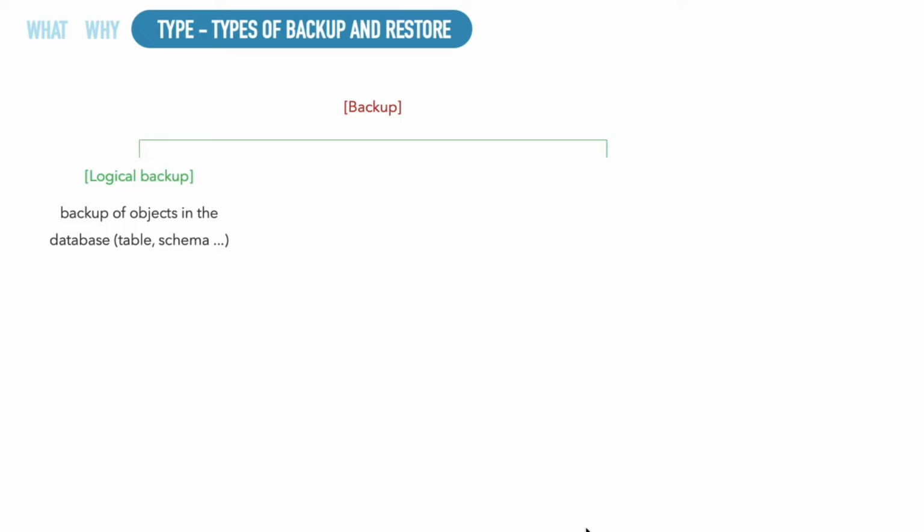The types of backup and restore are clearly stated in its terminology. In detail, a backup is a backup of part or all of the objects and files related to the database. Backups can be divided into physical backups and logical backups. First, logical backup is a backup of objects in a database, like table or schema. Physical backup is the backup of database files, like data files, control files, archive redo logs, etc. A physical backup can be hot or cold.